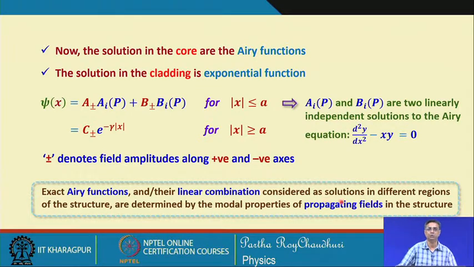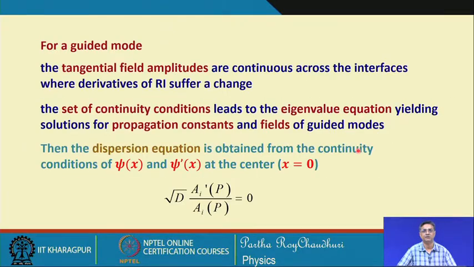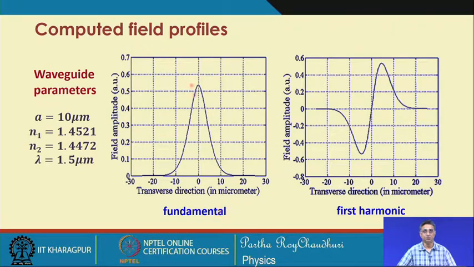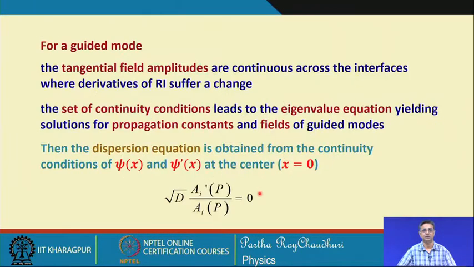Then we will have to use the continuity condition at the interfaces, and the continuity condition will come out to be like this, under root d, Ai dash, the derivative of this, divided by this, equal to 0. Then we will get the dispersion equation here. If you now plot this, we can identify the various order modes of the structure.